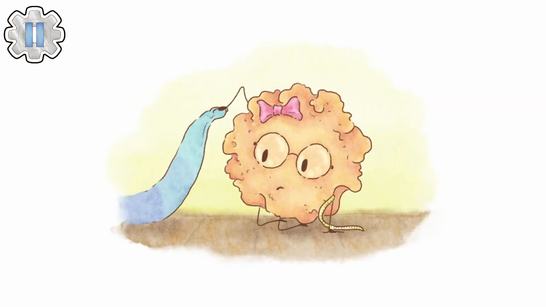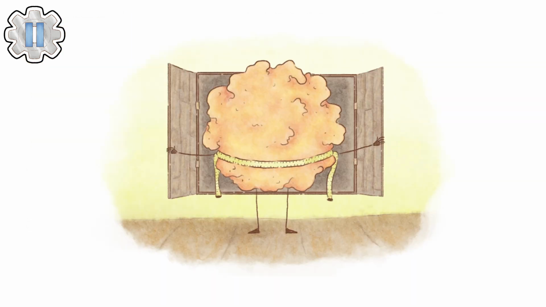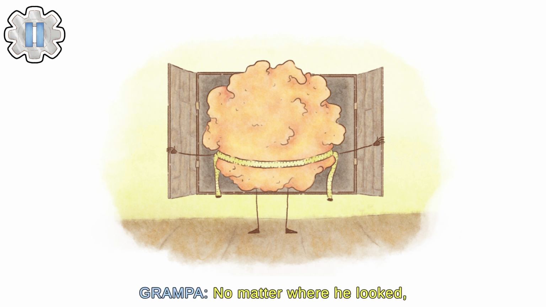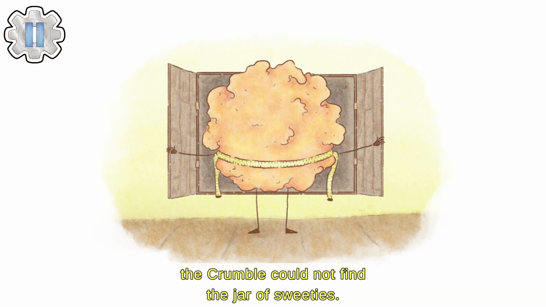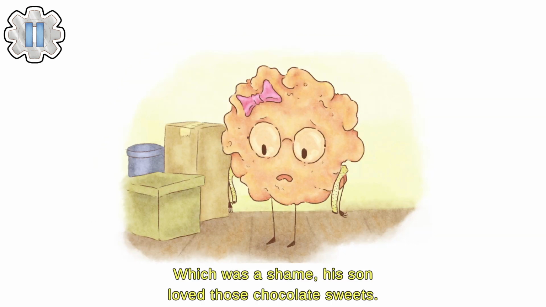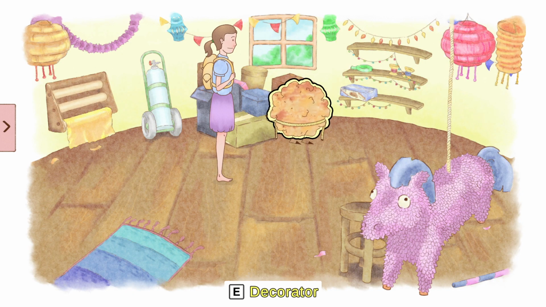The decorator is kneeling on the ground searching through a pile of boxes. He wears a pink bow on his head, glasses, and a measuring tape around his shoulders. No matter where he looked, the Crumble could not find the jar of sweeties. Which was a shame. His son loved those chocolate sweets.